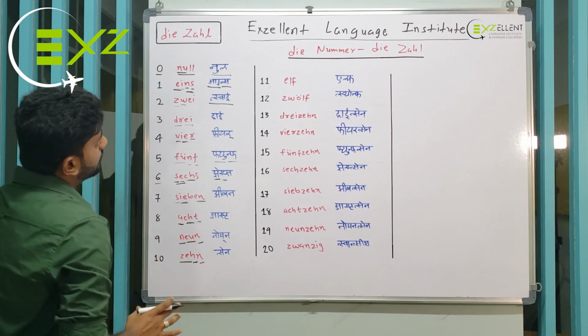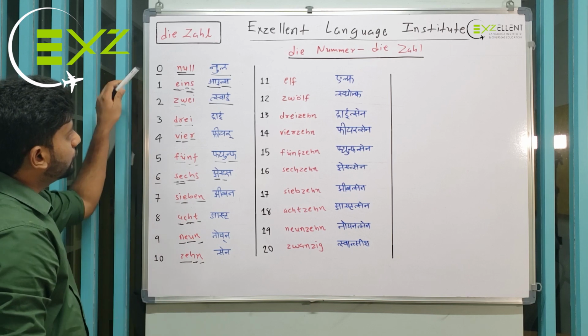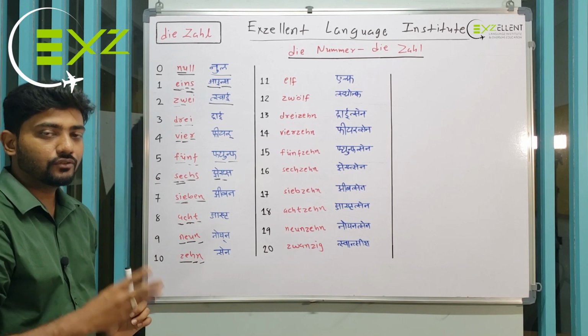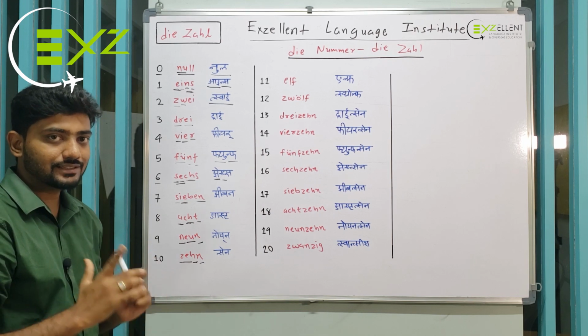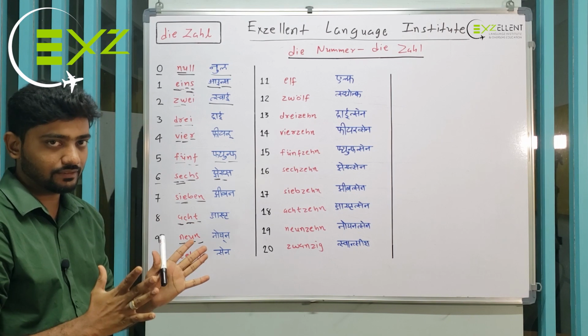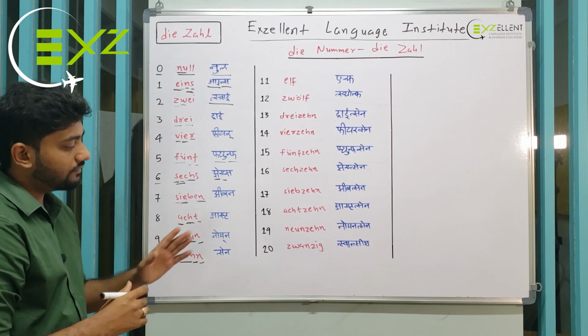So let's repeat once again, 0 to 10. 0, 1, 2, 3, 4, 5, 6, 7, 8, 9, 10. Okay, now let's talk about 11 to 20.